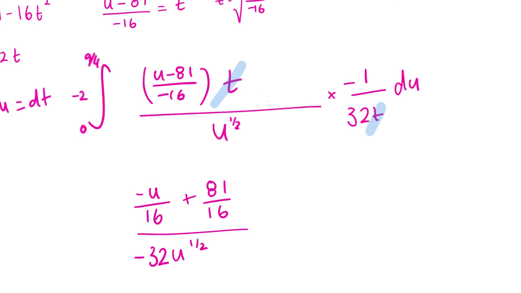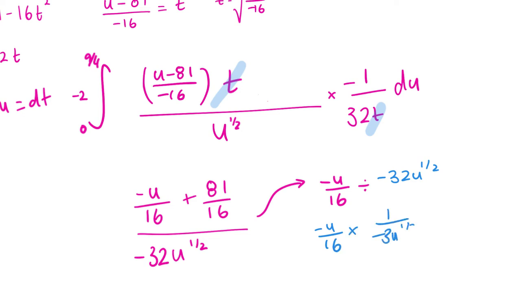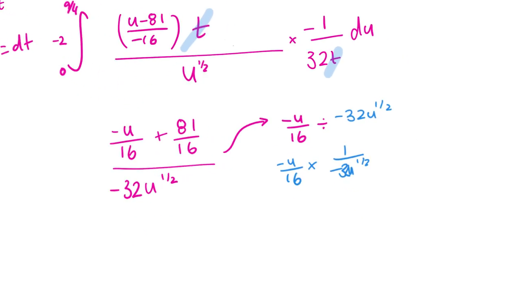Okay, so let's do this slowly. Some of you are probably looking at this and no one in my classroom anyway is willing to attempt this. Have to go simply. Think of it this way. Minus u over 16 divided by minus 32u to the half, which is the same as minus u over 16 times 1 over minus 32u to the positive a half.